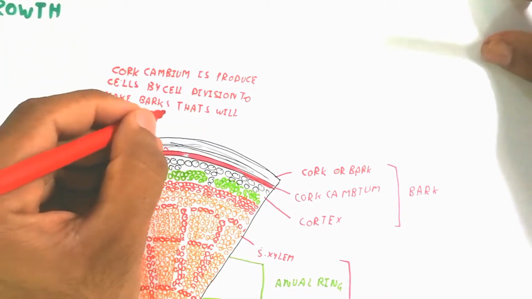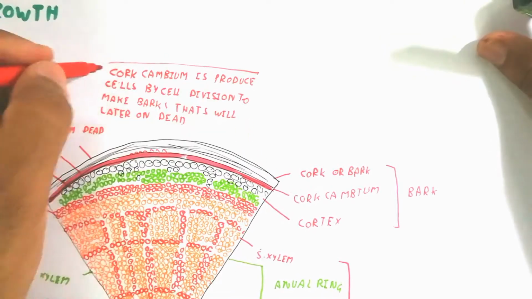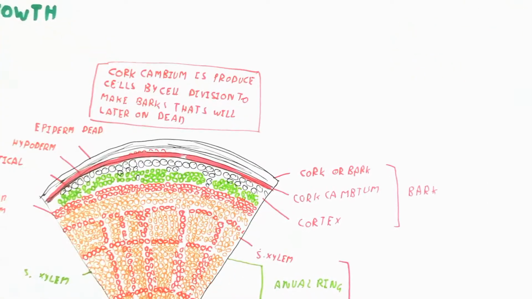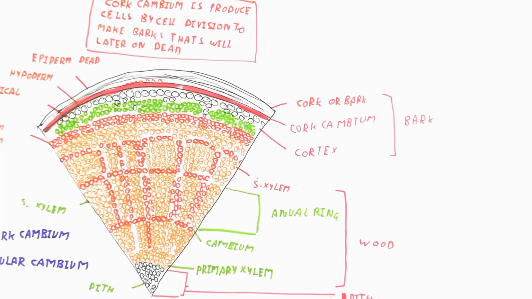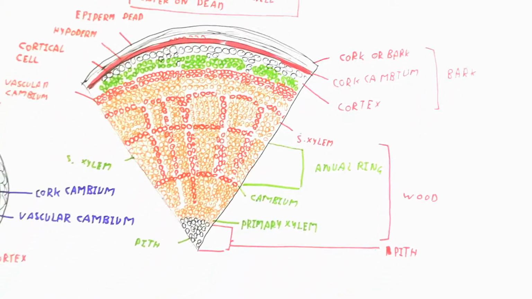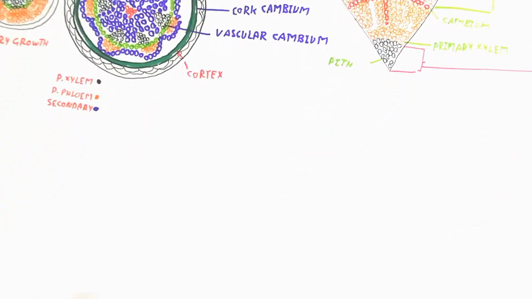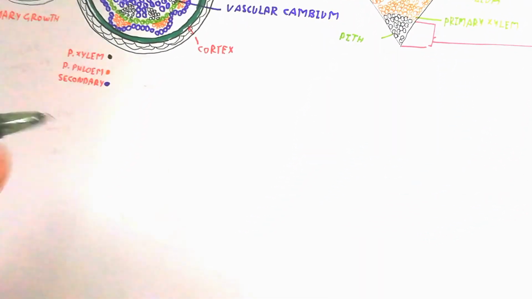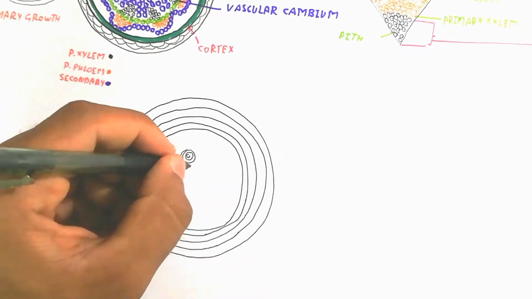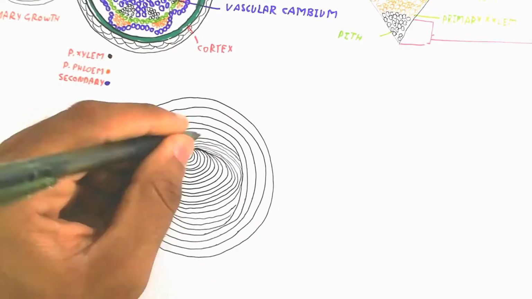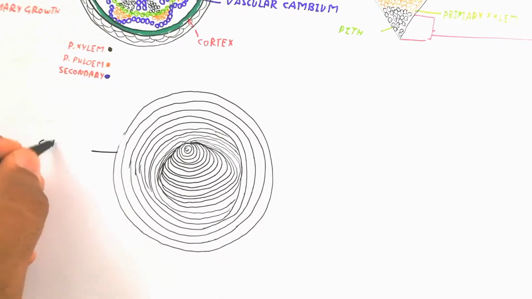So here the cork cambium produces cells by cell division to make bark that will later die. So it means the bark will be dead. Remember, that is the dead part of the plant, our upper layer, known as bark, and that is known as periderm. So now we will talk just about the wood.